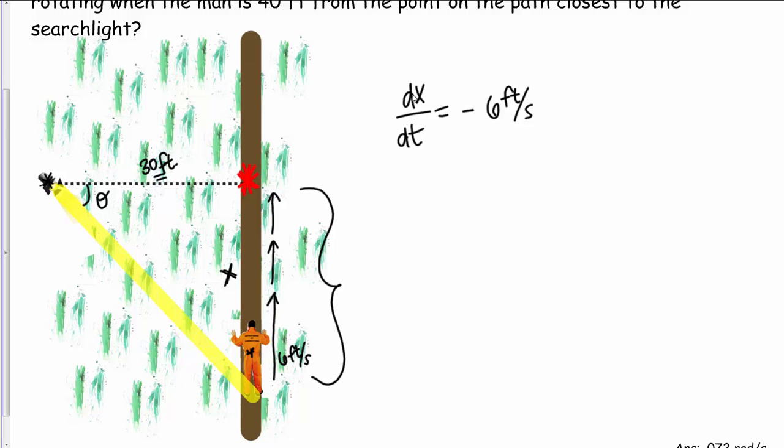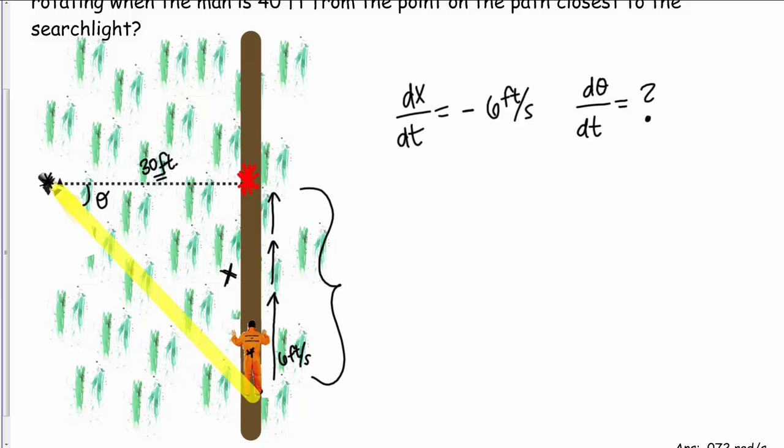Okay, what other rates are in this problem? The other thing that's changing is the spotlight. The spotlight is rotating, and what we're actually looking for is the rate at which the spotlight is rotating. That's the rate of change of the angle theta. So d theta/dt is what I'm actually interested in finding ultimately in this problem.